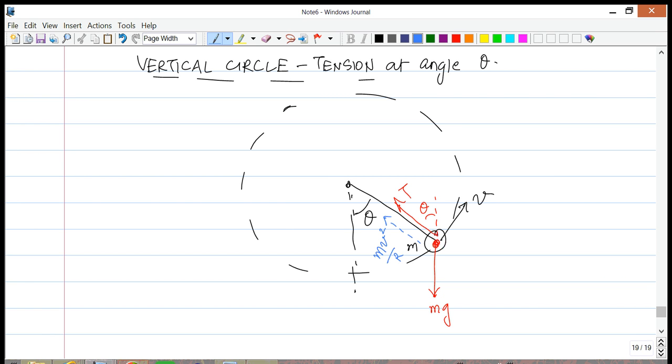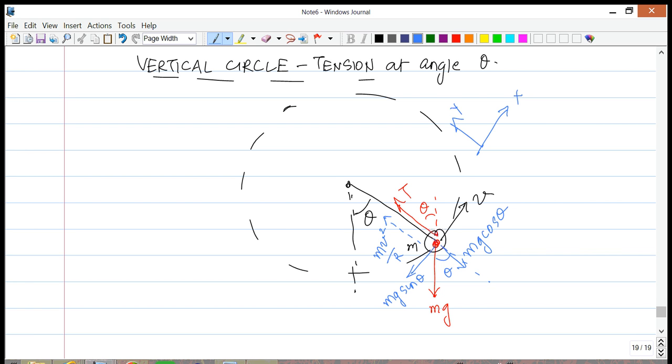Since the accelerations are going to be either towards the center or perpendicular to it, the axis that we choose will be like so. Our x and y axes will be parallel with the acceleration and perpendicular to it. It just makes life easy. Once we've chosen this axis, we need to break mg into components. The angle is theta, so the component of mg along the radius is mg cosine theta, and the one along the tangent is mg sine theta.